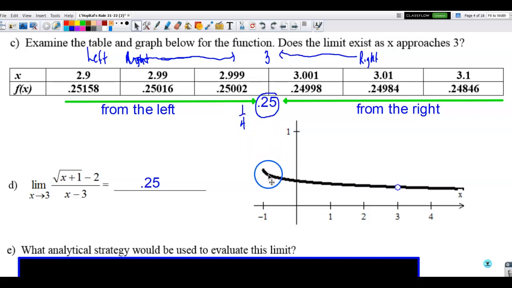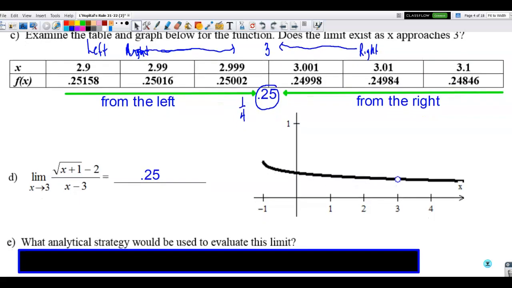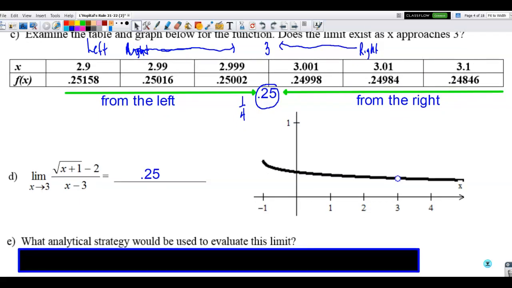You can see from this portion of the graph that I have provided for you, here the scale is 1, and as I travel towards the x value of 3, that y value is 0.25 on the left side, and that y value is 0.25 on the right side, verifying that, yep, the limit as x goes to 3 of this function is 0.25. And you can see graphically there is a point discontinuity.